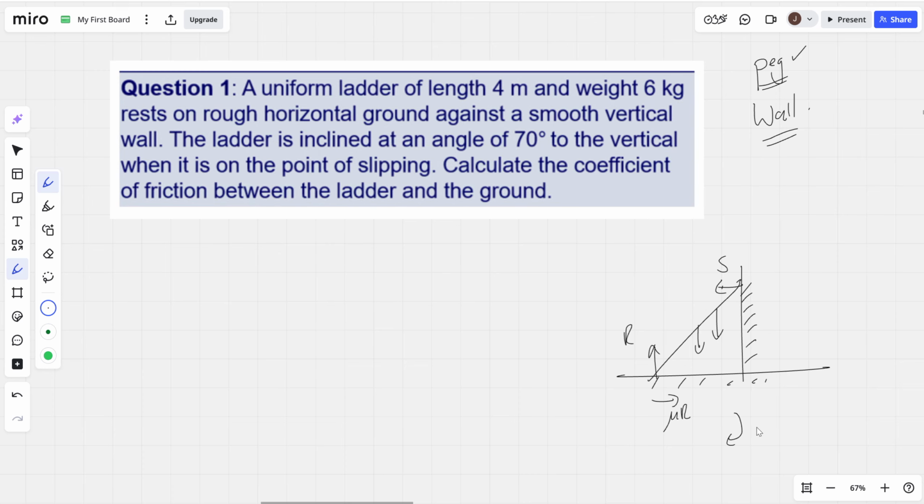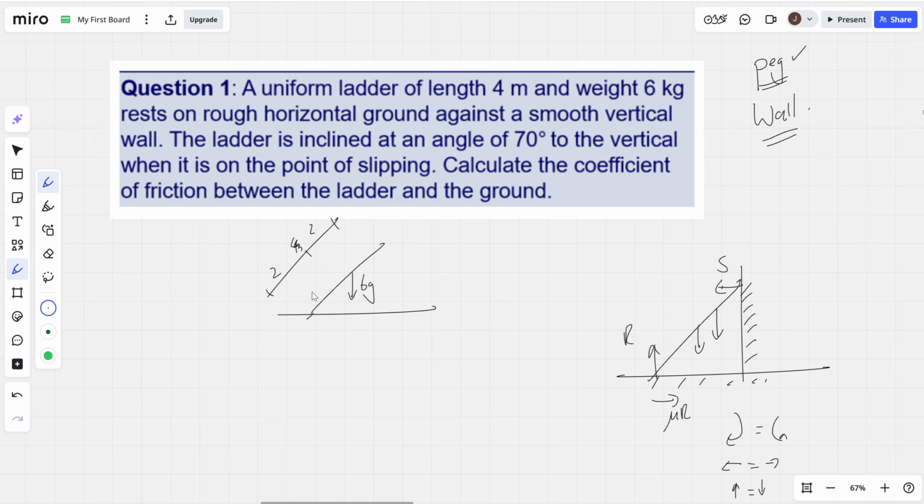And then the moments being equal, left being equal to right, up being equal to down, that's going to be the way to go. So a uniform ladder of length 4, so putting the 4 out of the way is quite a good way to do it, or maybe even break it up, 2 and 2. It weighs 6, so we're going to do 6g.